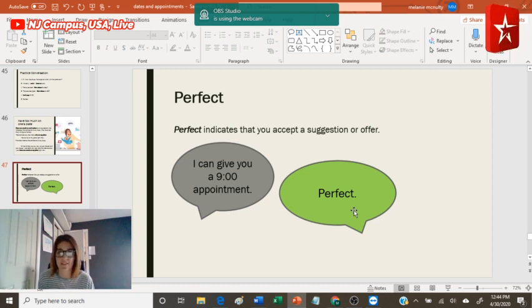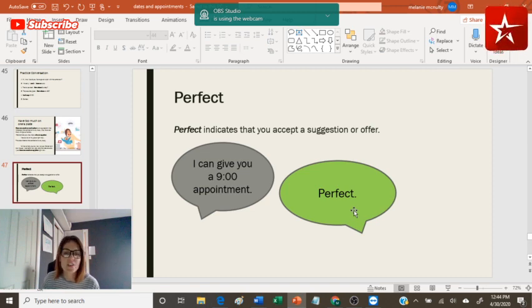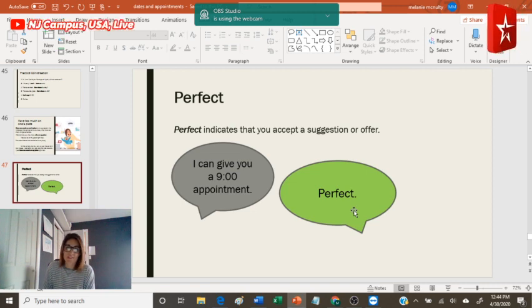And perfect. We saw this in the conversation. It indicates that you accept the suggestion or offer. I can give you a 9 o'clock appointment. Perfect. Right? We saw it in the conversation where we said, how about 11? Perfect.